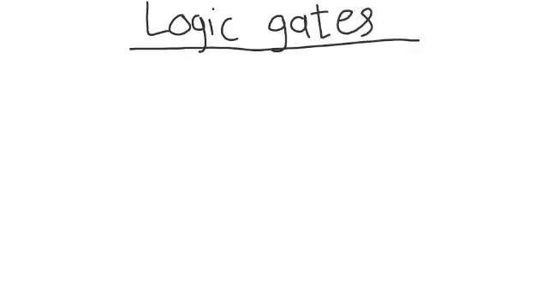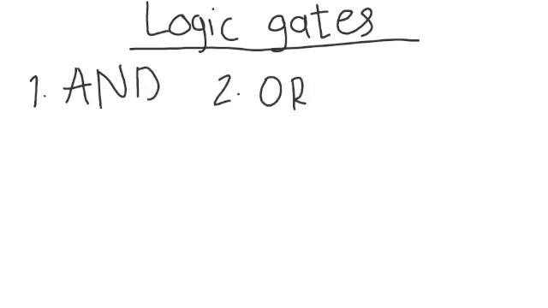Today in this video, I'm gonna talk about logic gates. There are 7 types of logic gates, and I'm gonna cover those logic gates today. The first one is the AND gate. Second is the OR gate. Third is the NOT gate.